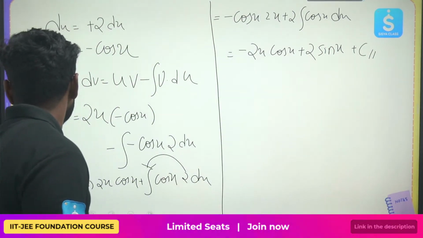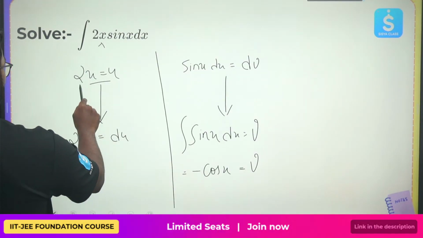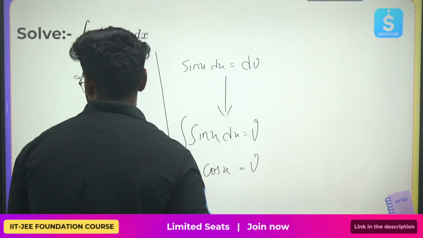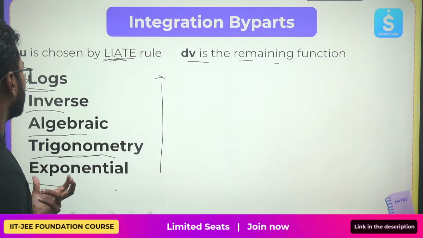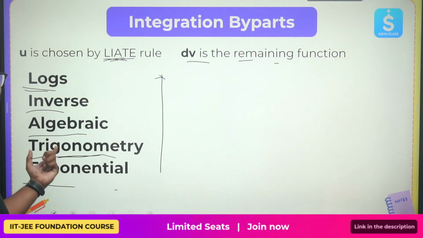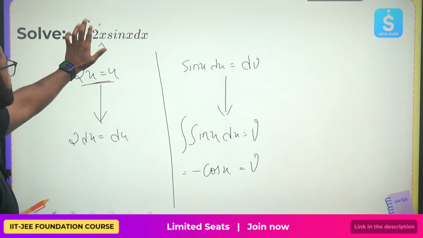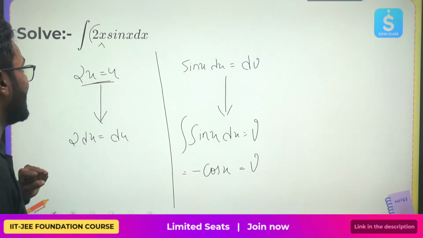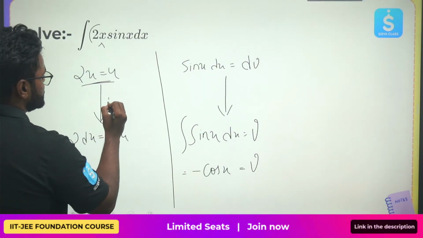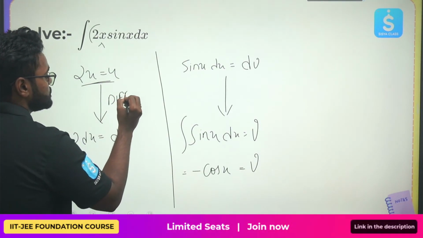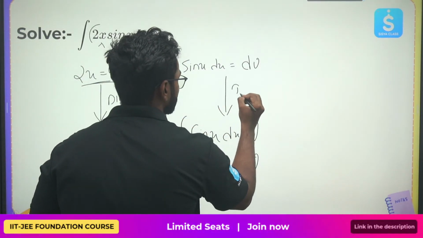Hope you understood this. In the first step, we considered u and dv using the LIATE rule, which states that u should be chosen in the order of logarithms, inverse, algebraic, trigonometry, and then exponential. So we have chosen 2x as our u and the other part as dv. In this part we have differentiated it, and in this part we have integrated it.